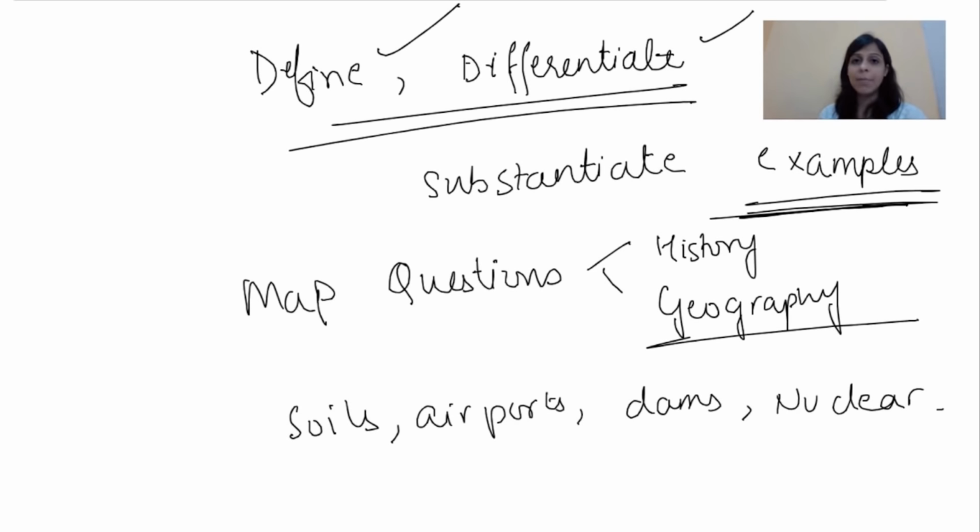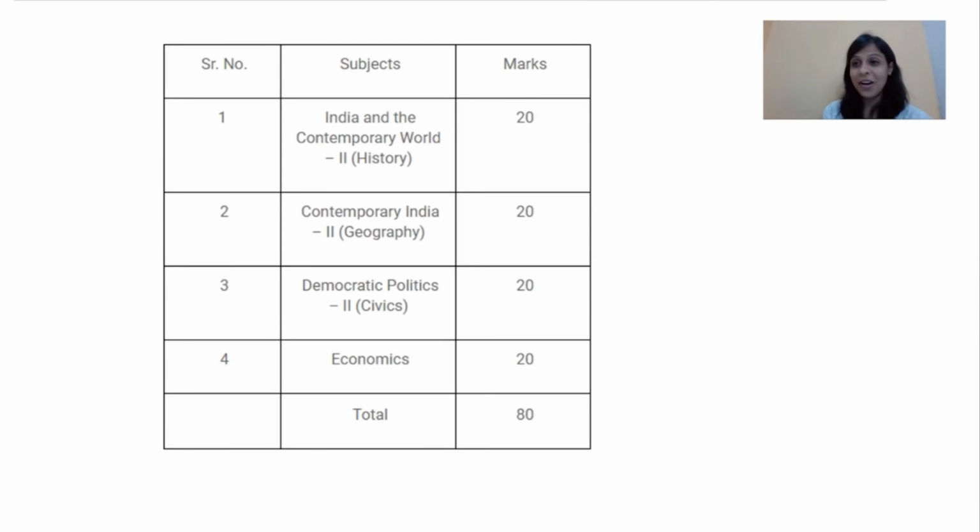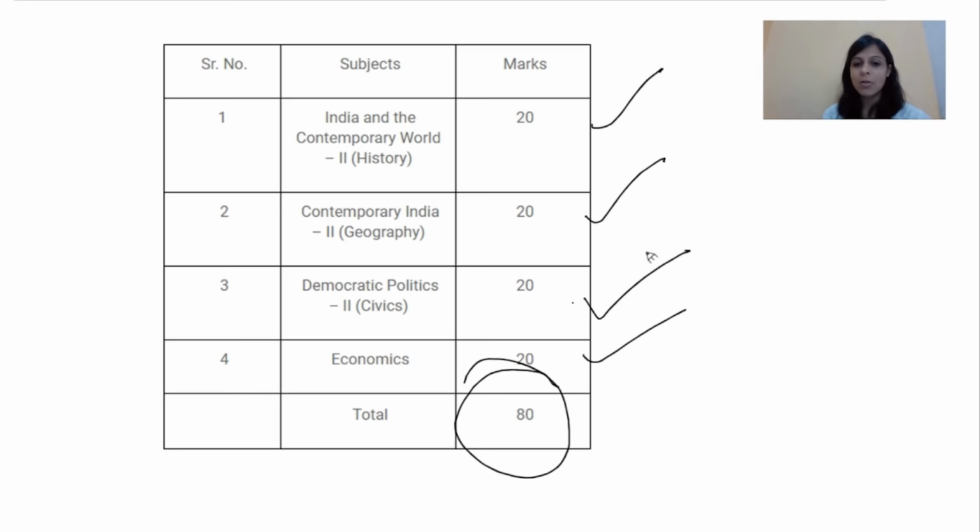Especially in social studies, I know it tends to get scary, but at the end of the day, it's just a subject. Trust me, it's just a subject. It's just our myth about social studies that we don't follow the right strategy. Like I told you, we have India's history questions for 20 marks, geography again for 20 marks, democratic politics, or civics, for 20 marks, economics for 20 marks, and finally the total is going to be 80 marks.